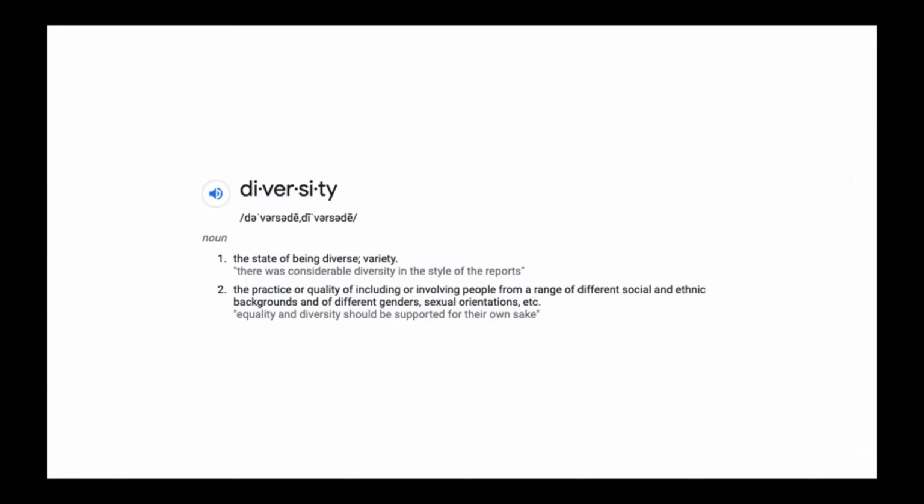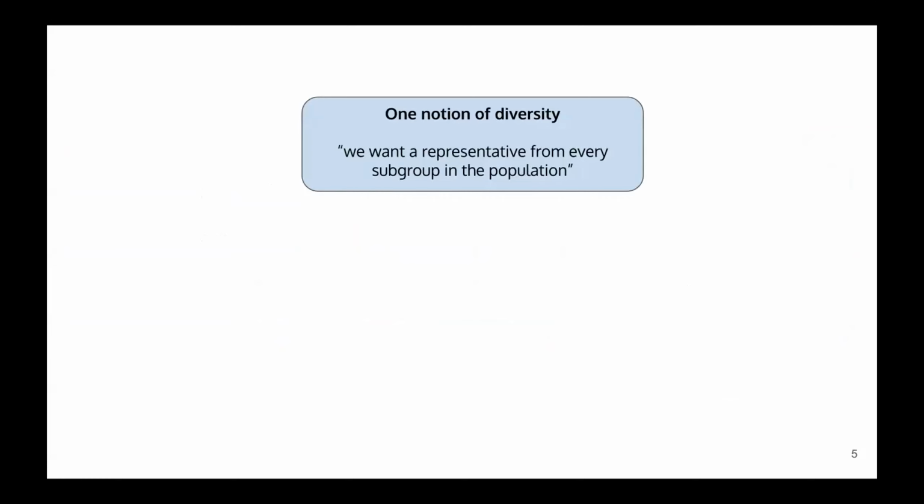The first example that comes to mind, if you take a stab at what you can consider as diversity, is maybe we just want a representative from every subgroup in the population. This guarantees that every subgroup is represented, and variations of this notion, such as some kind of proportional representation for subgroups of the population, have been studied in various previous work.